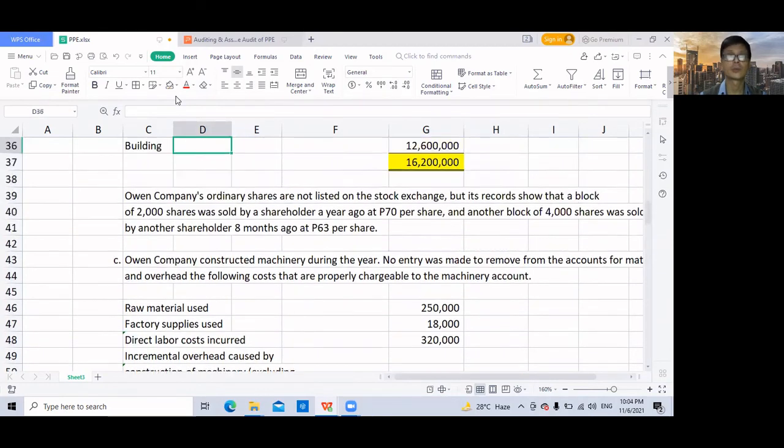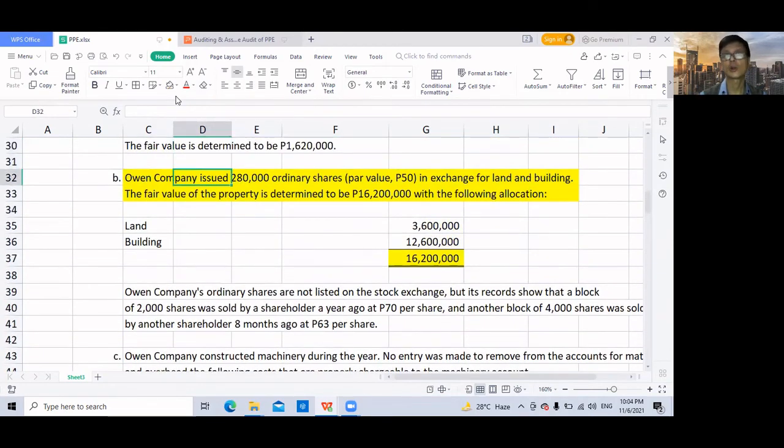Let's go back again to the problem. It says here that Owen Company issued 280,000 shares ordinary with par value of 50 in exchange for the land and building, which is valued at 16,200,000. Which composed of the land, which is valued at 3.6 million, and the building at 12.6 million, for a total of 16.2 million.